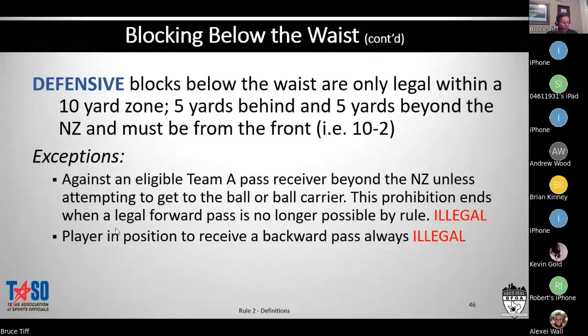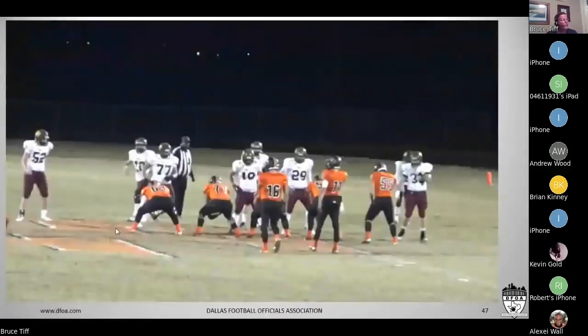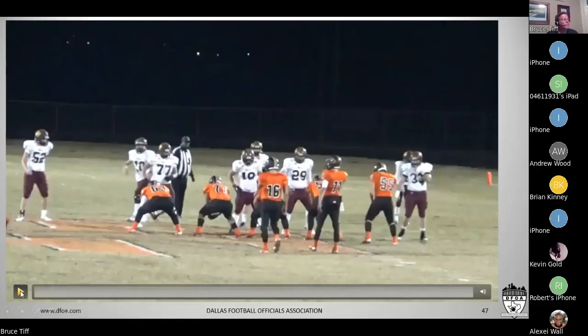Okay, here's a good play that has a couple of examples. I think our culprit is going to be number 16 here, if I remember right. A couple examples of blocks below the waist, and we'll talk through this and then show the video a couple times, so hopefully you'll get the idea. So let's talk about this for a second.